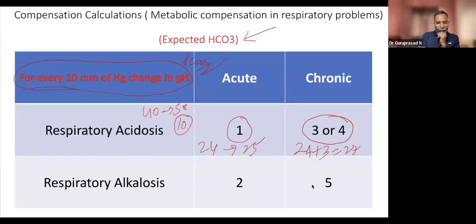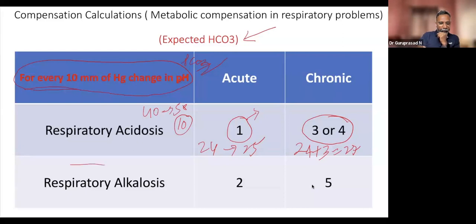If the patient has primary respiratory acidosis, if it is an acute respiratory acidosis, the change in bicarb, that is, the increase in bicarb, is by 1, from 24 to 25. And if it is chronic, then it will be 3 by 3.